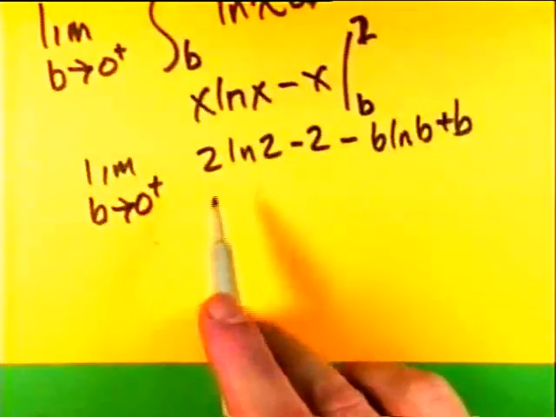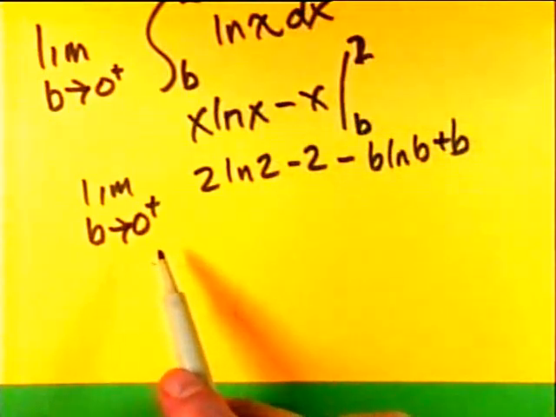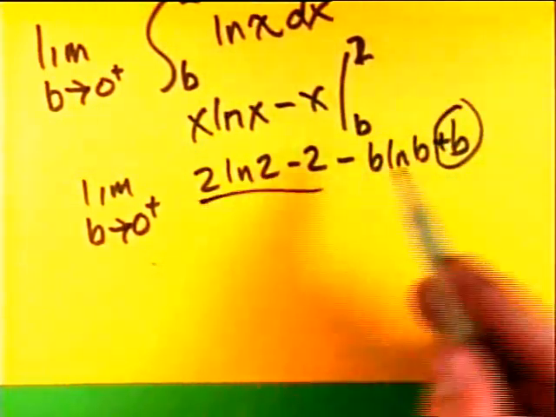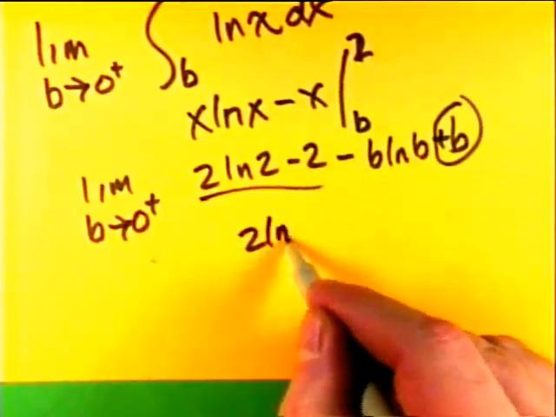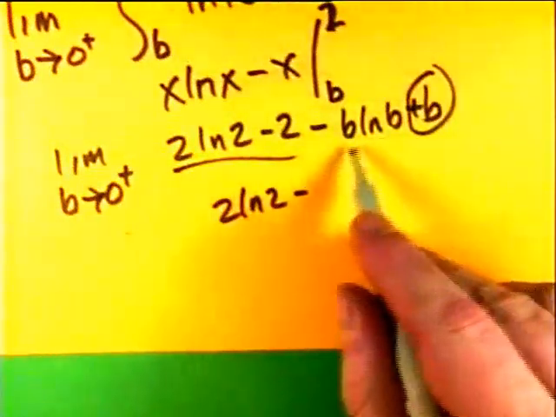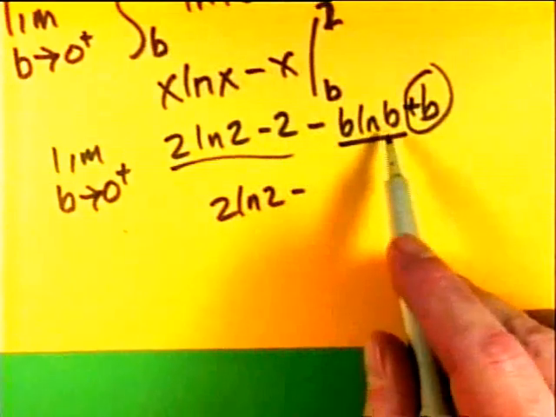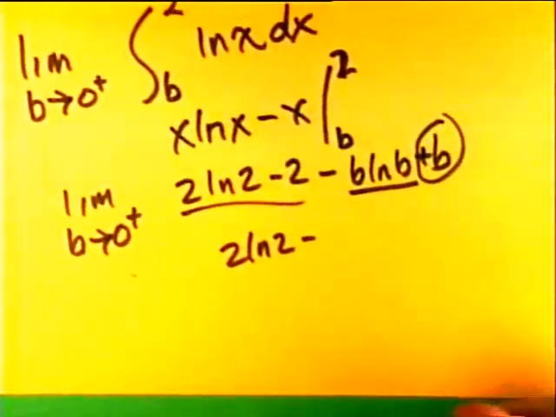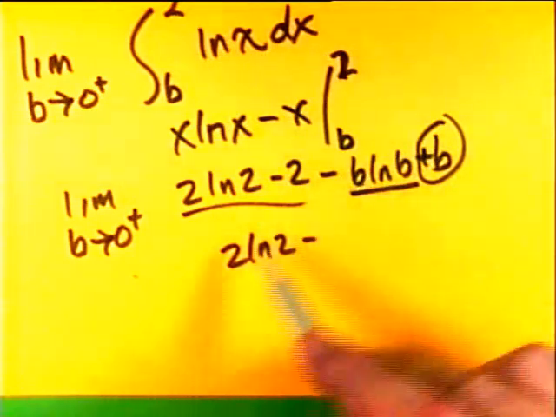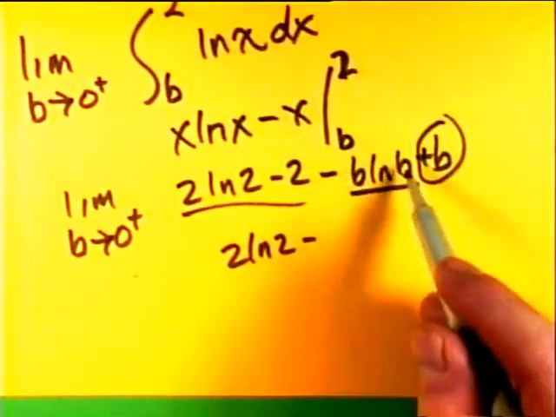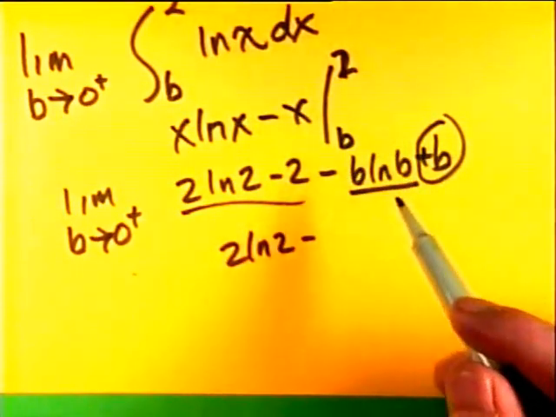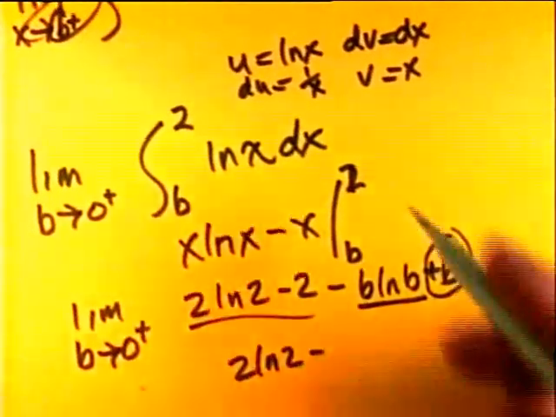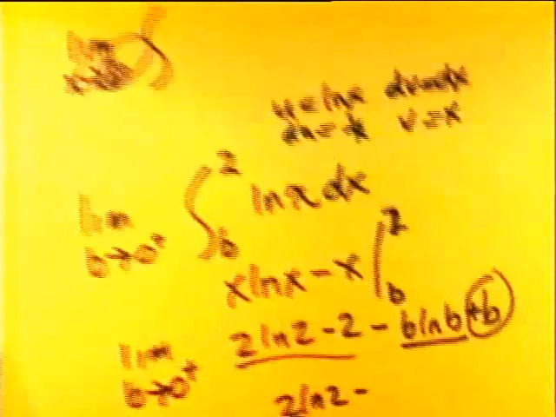For the limit as b goes to 0, what is, okay, this is obviously 0, right? And this stays the same. So it's 2 natural log of 2 minus, what is, as the limit as b goes to 0 from the right, what is b natural log of b? Well, when you plug in 0 here, what's the natural log of 0? The natural log of 0 is really negative infinity, and let me show you why.